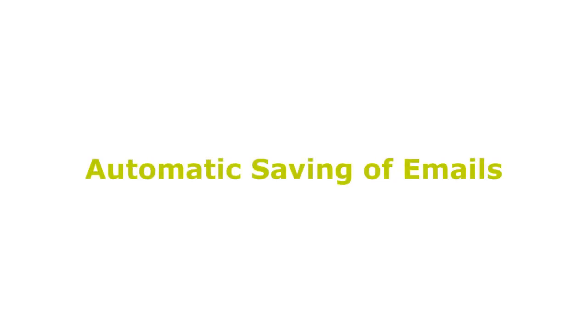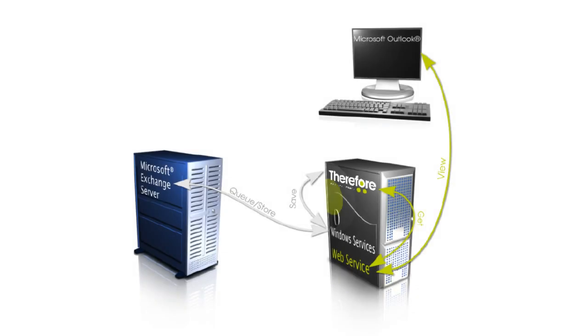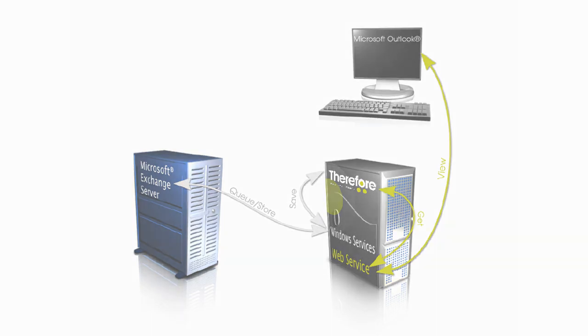Since we're on the topic, let's now take a look at automatic saving of emails. Another possible scenario would be automatically archiving emails from Microsoft Exchange Server to Therefore, while leaving a stub link in Microsoft Exchange. This scenario is covered by the Therefore connector for Microsoft Exchange Server.